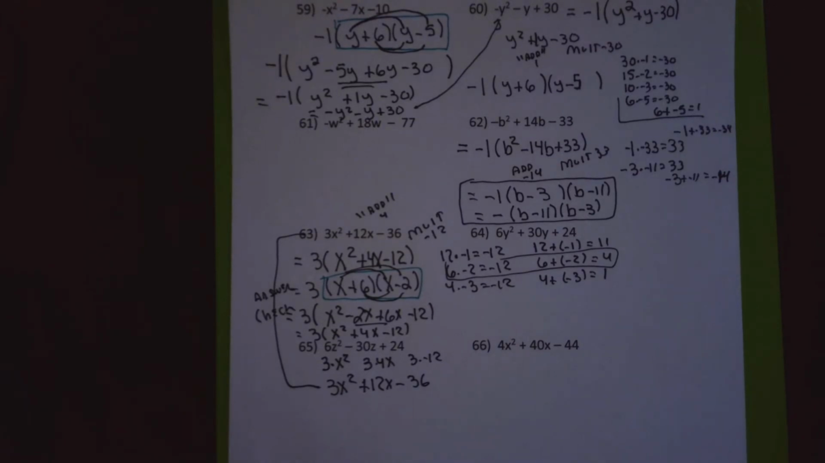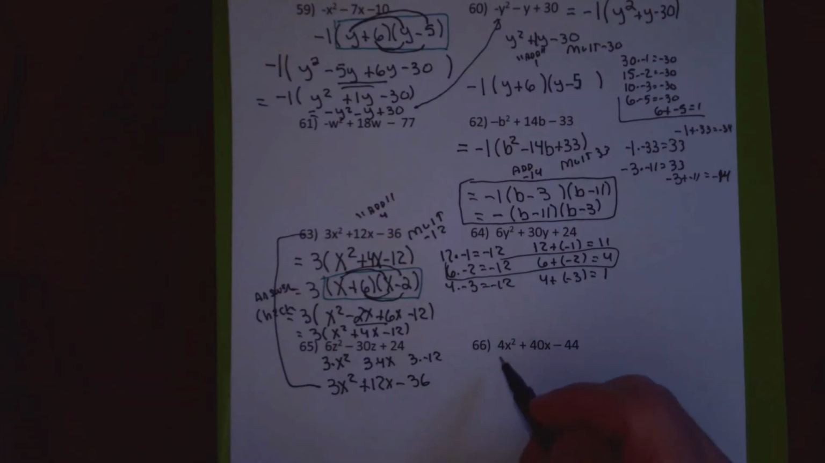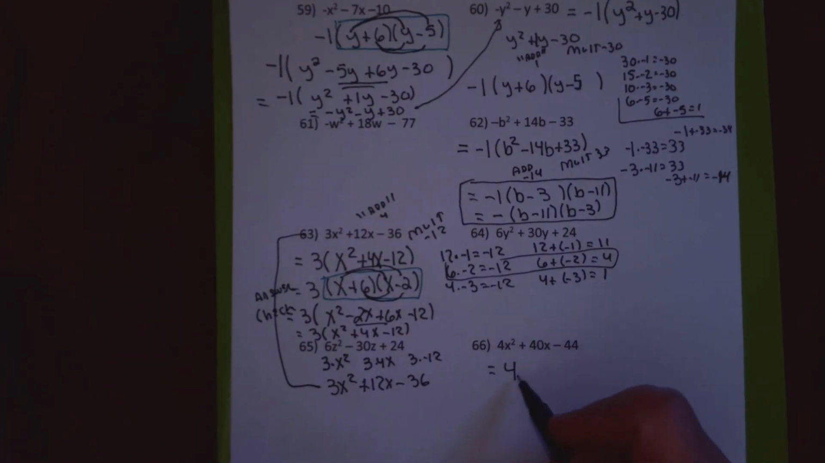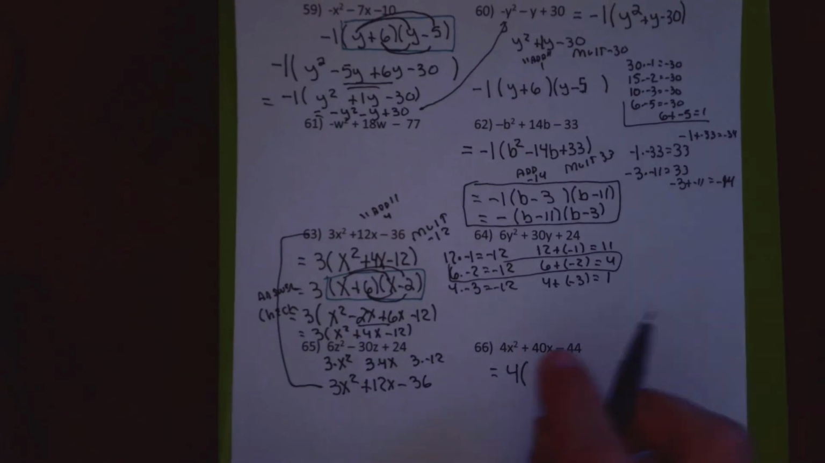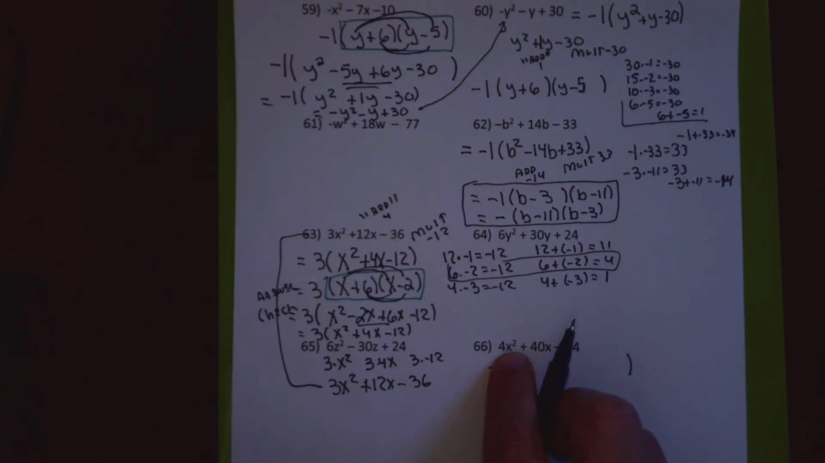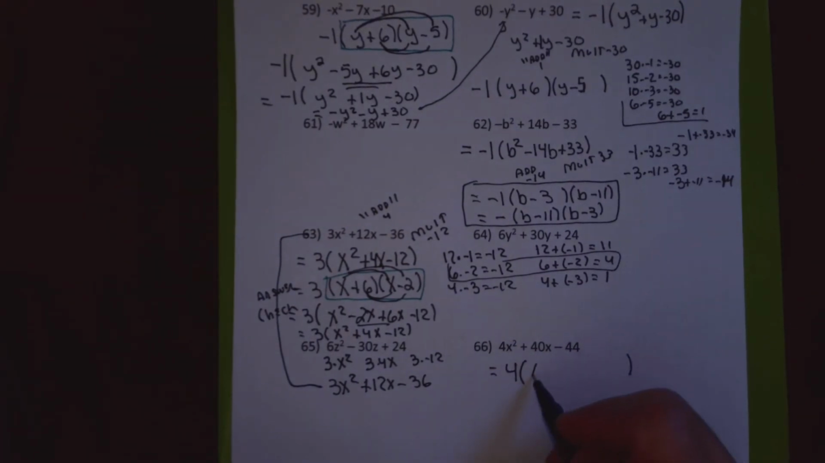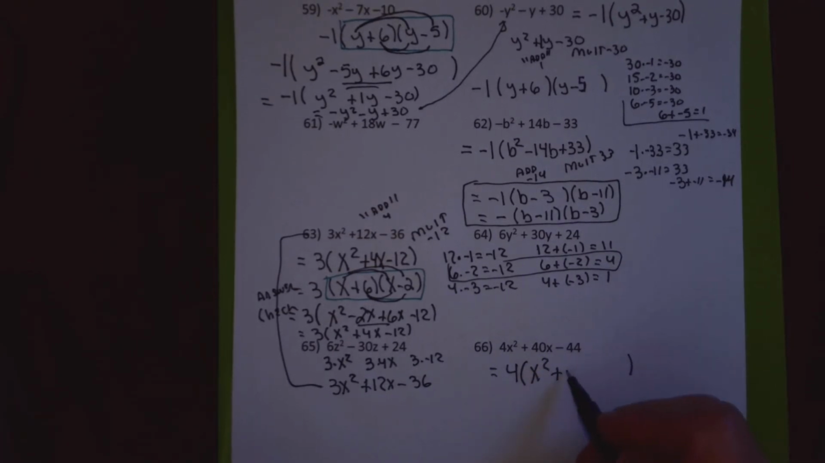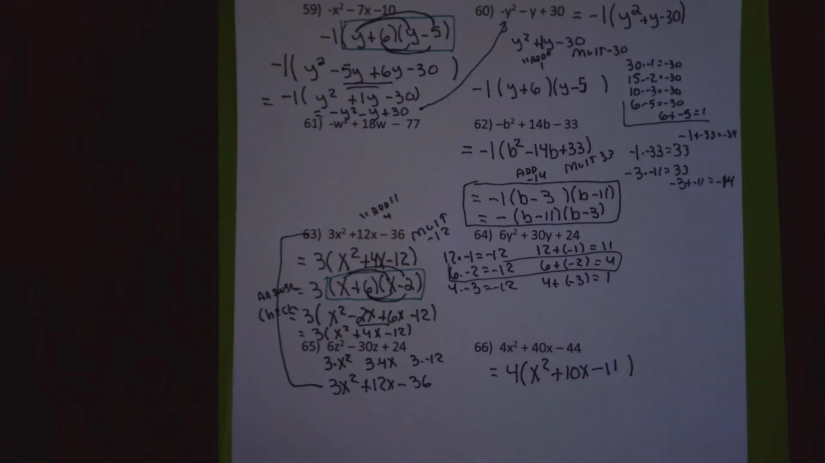You can do 65, I'll do 66. In problem 66, there's a common factor of a 4. I'm going to factor it out, divide each of the numbers by 4. First term, I divide the 4 by 4 and get a 1. I'll leave the x squared. Second term, I'll do 40 divided by 4 and get a 10. Leave the x. Third term, 44 divided by 4 is 11.